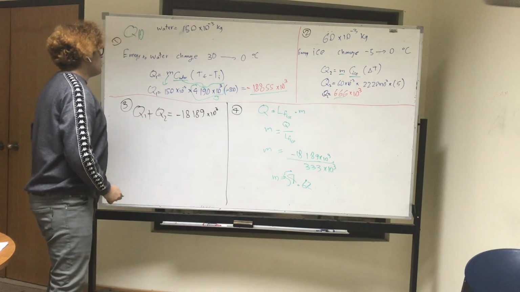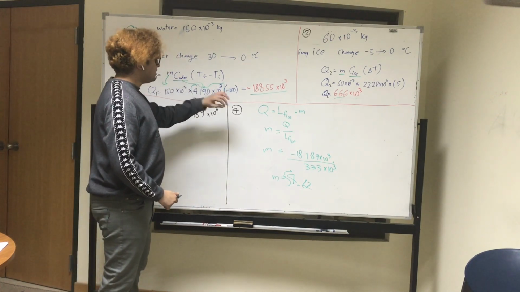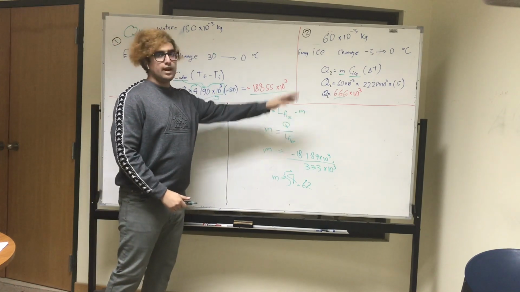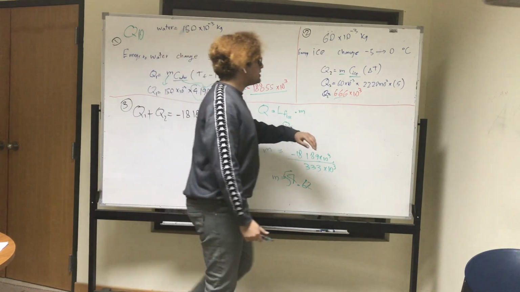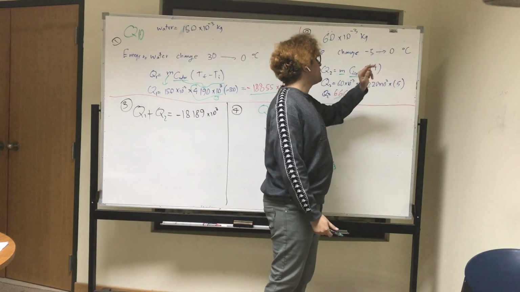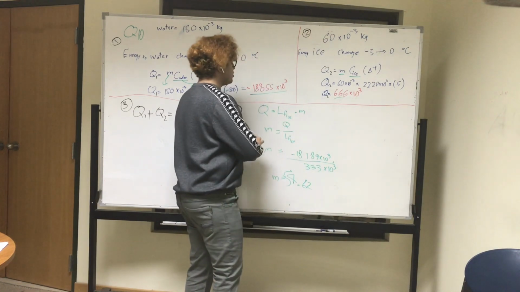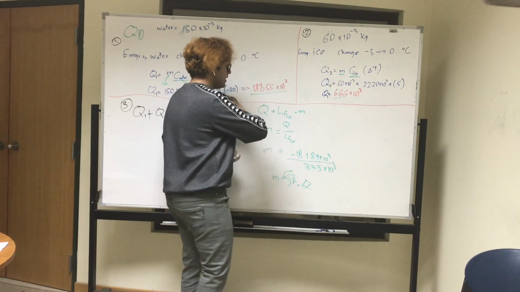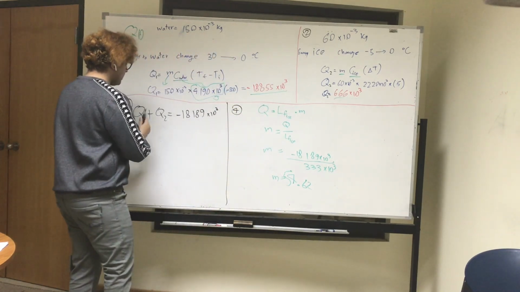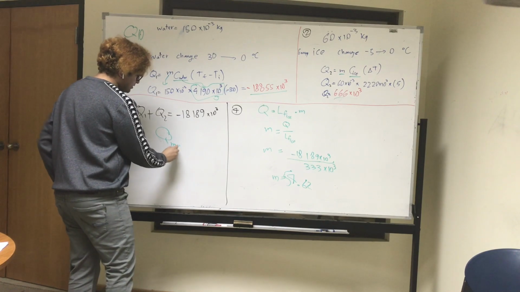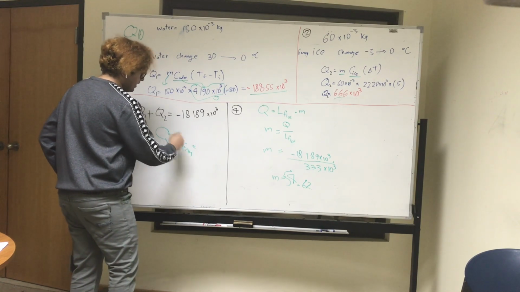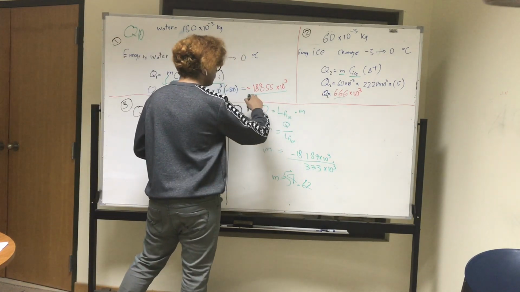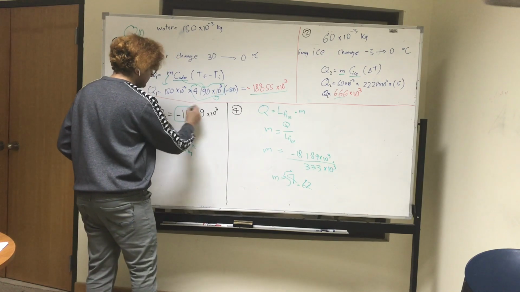The water is going to provide this amount of energy to melt the ice. But the ice does not melt at negative 5, it melts at 0. So we're going to take this amount of energy and subtract it from this amount of energy in order to know the melting energy. So you subtract these two values, and you'll have something like this.